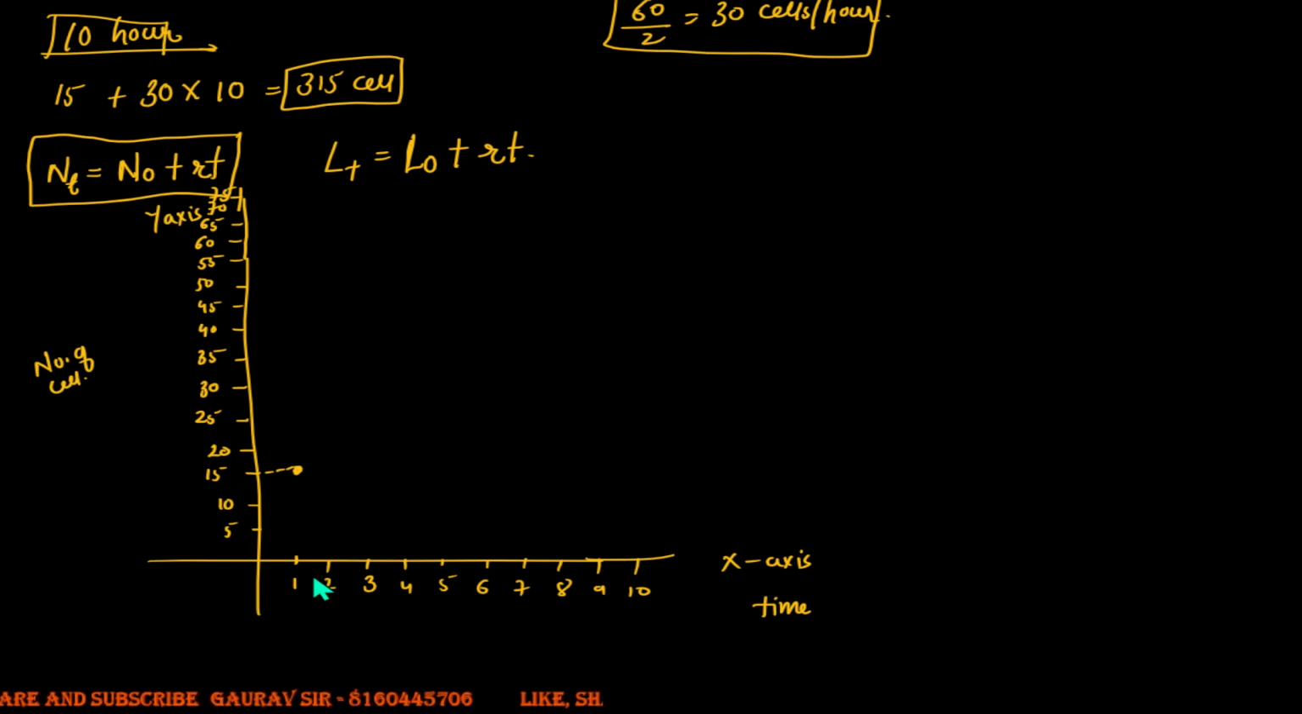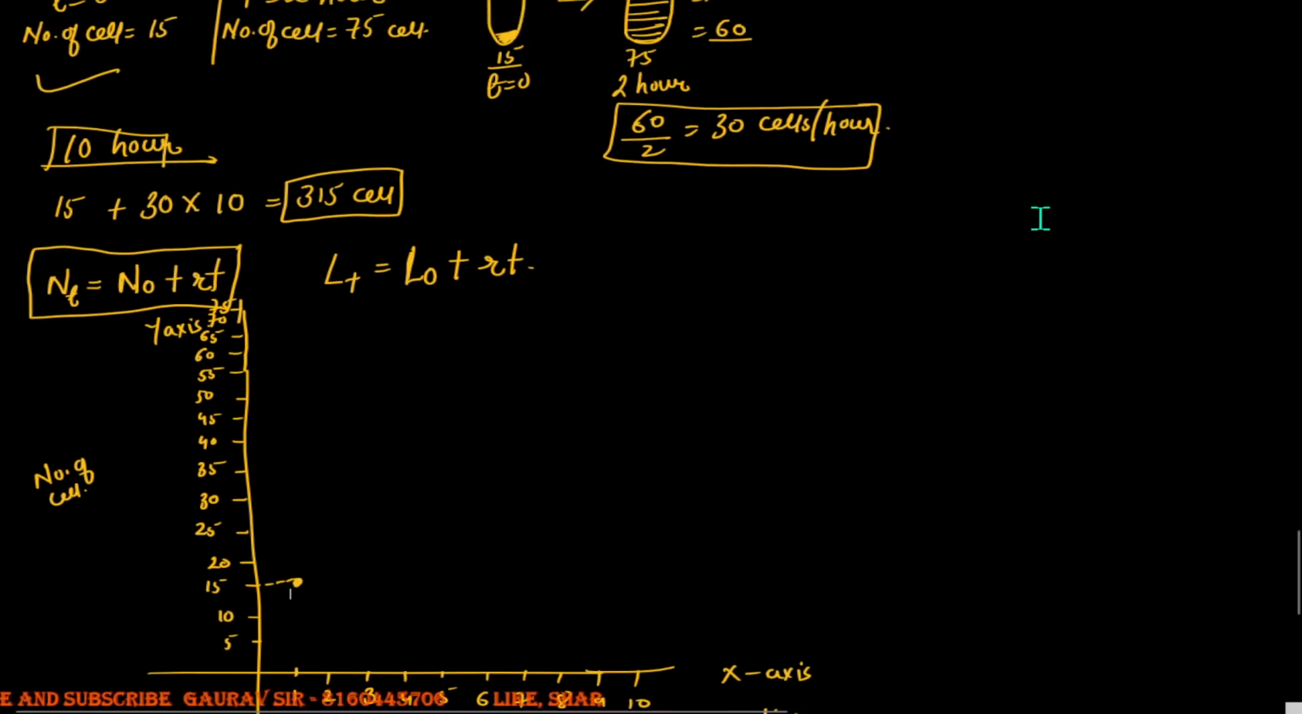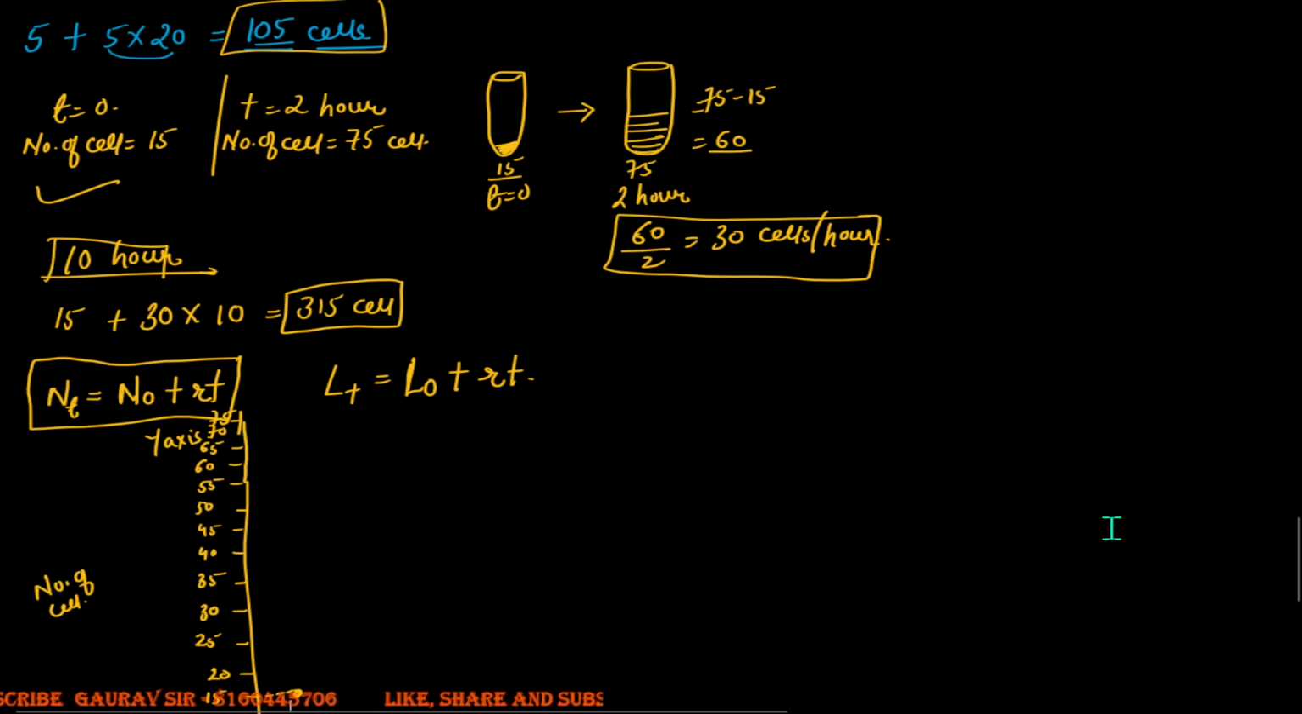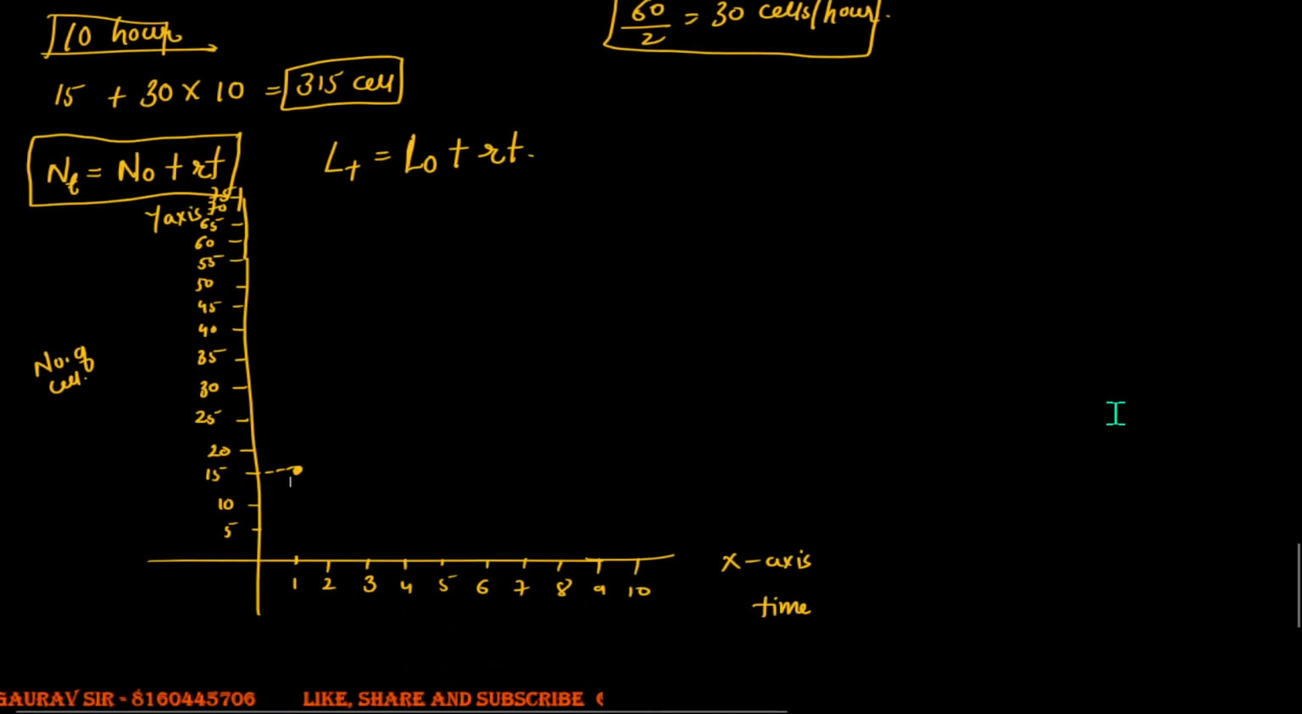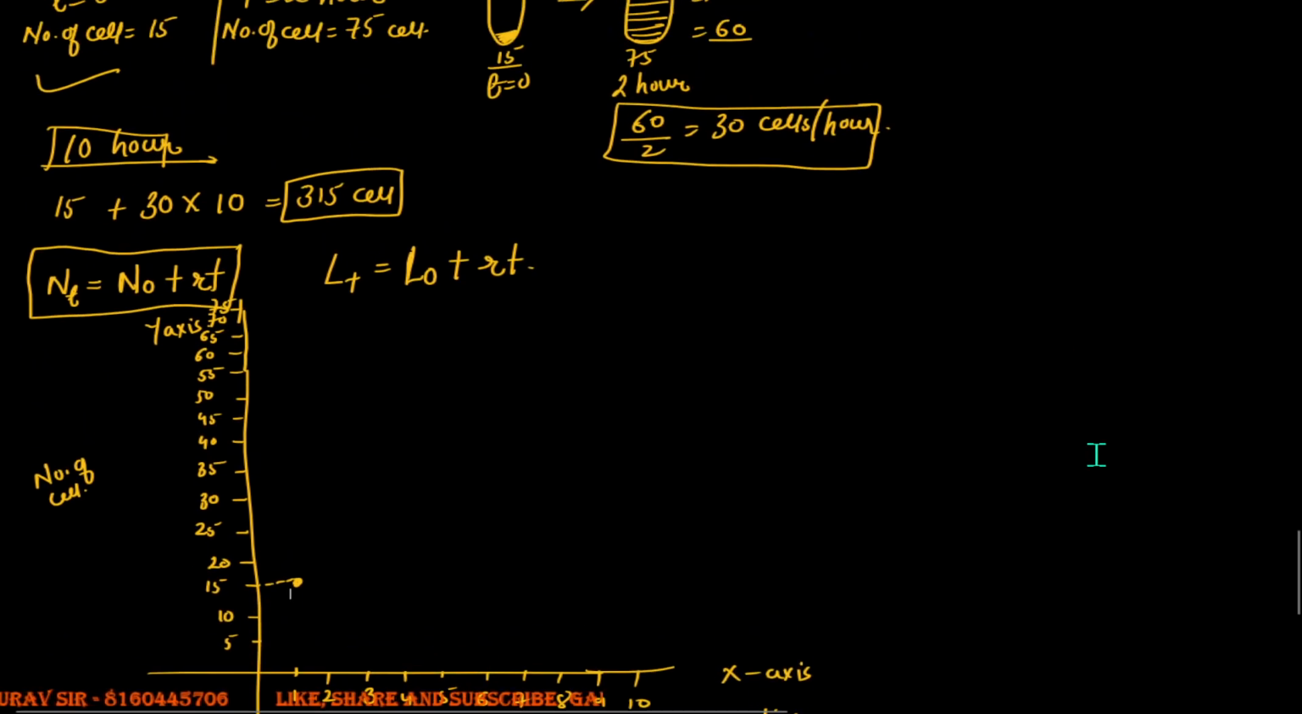So how many cells are we adding every hour? Yes, we're adding 30 cells after every hour. So at 2 hours, how many cells did we have? We had 75 cells.